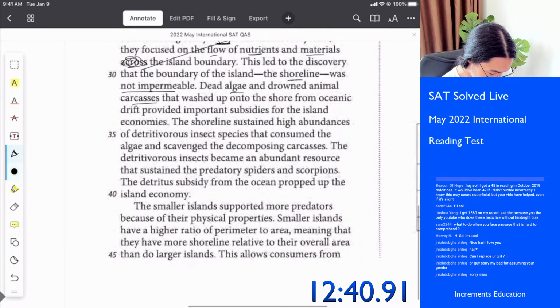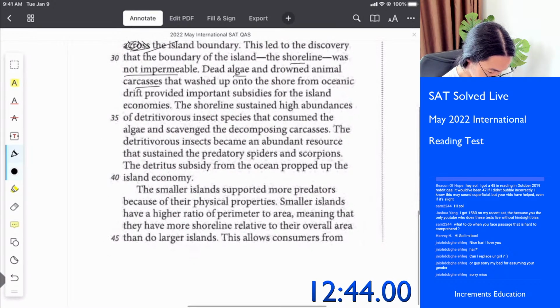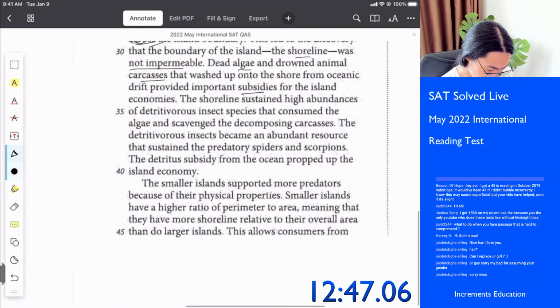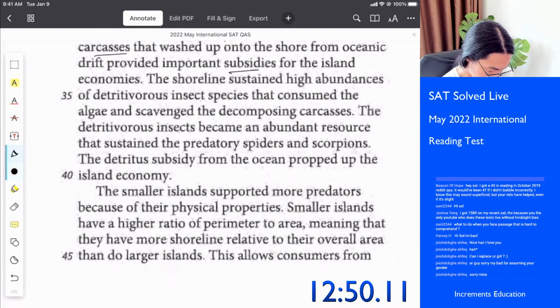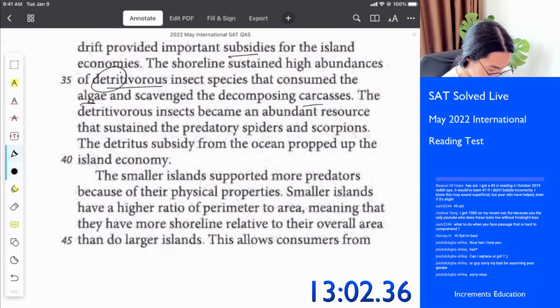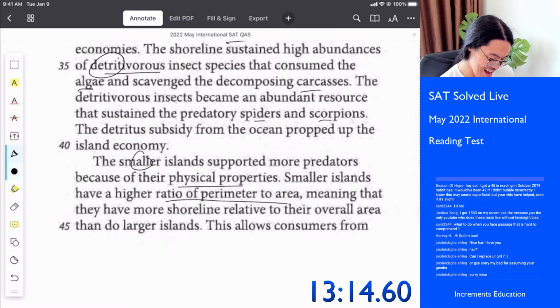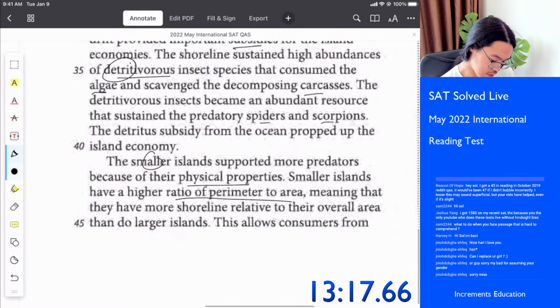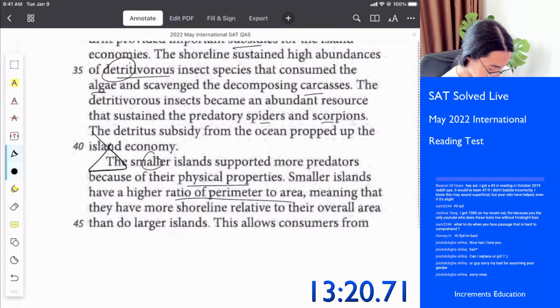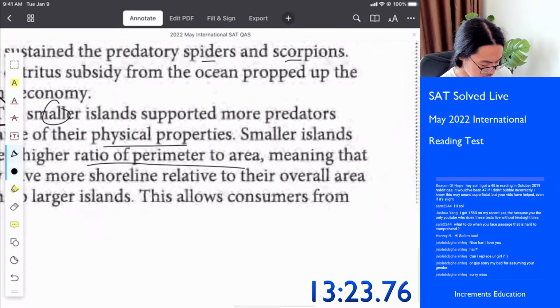Algae and carcasses washed up onto the shore from oceanic drift. There's subsidies, interesting, but why do smaller islands benefit? High abundances of detritivorous. I assume this means they eat detritus, they eat garbage or carcass. Yeah, consume the algae and the carcass. There we go. Abundant resource that sustain the spiders and scorpions. The smaller islands, because of their physical properties, they have a higher ratio, so they have more shoreline, so basic physics, right? This is actually kind of cool. I was actually predicting this before.